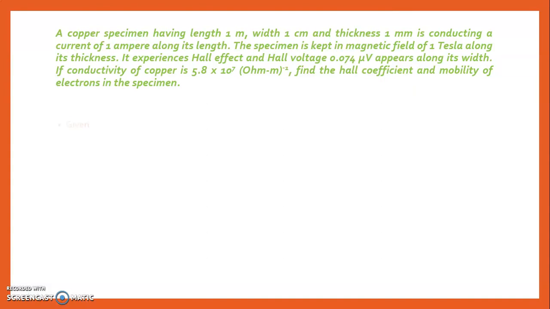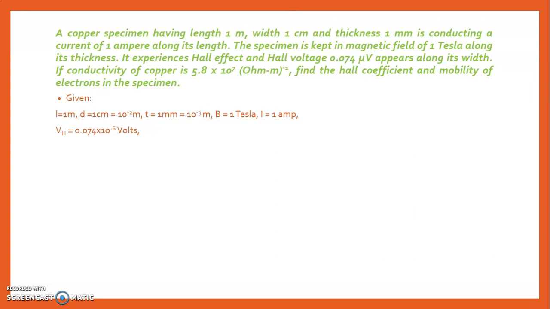From these given terms, we have to find the Hall coefficient and mobility, that is R suffix H and mu, to calculate. So first we'll write what is given. L is 1 meter, then D, the width, is 1 centimeter, T, the thickness, is 1 mm, and we convert them into the standard SI form. So 1 centimeter we can write as 10 raised to minus 2 meter, thickness 1 mm is 10 raised to minus 3 meter, then the magnetic field is 1 Tesla and the current is 1 ampere.